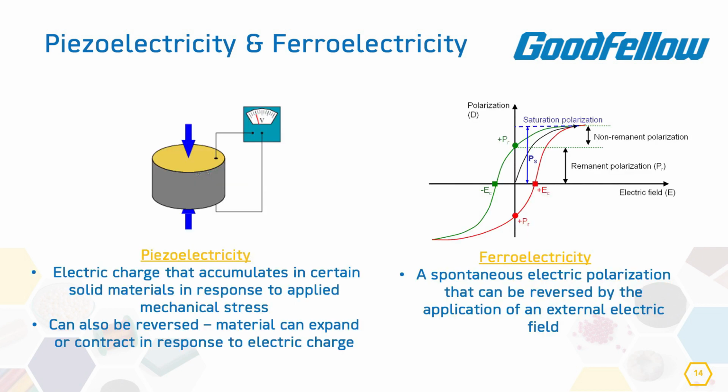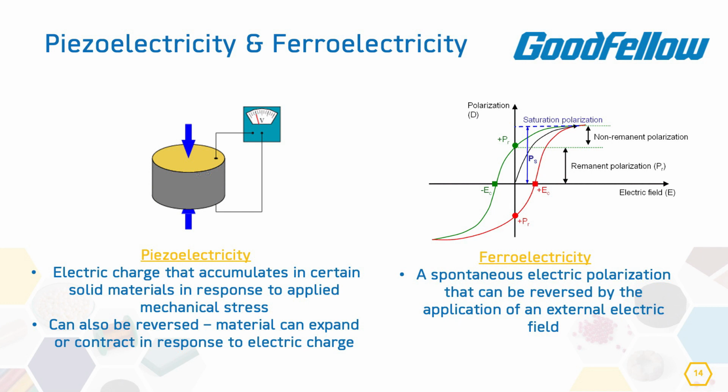So the two properties are piezoelectricity and ferroelectricity. Now, piezoelectricity is an electrical charge that accumulates in certain materials in response to an applied mechanical stress. And these perovskites need to be able to display this off-centering effect. Now, interestingly, and maybe more important for piezoelectric materials, they can also expand or contract in response to an electric charge being applied to it, as we can see in this image here. Now, this has really important implications in terms of the applications in which piezoelectric crystals can be used, more of which will be said on the next slide.